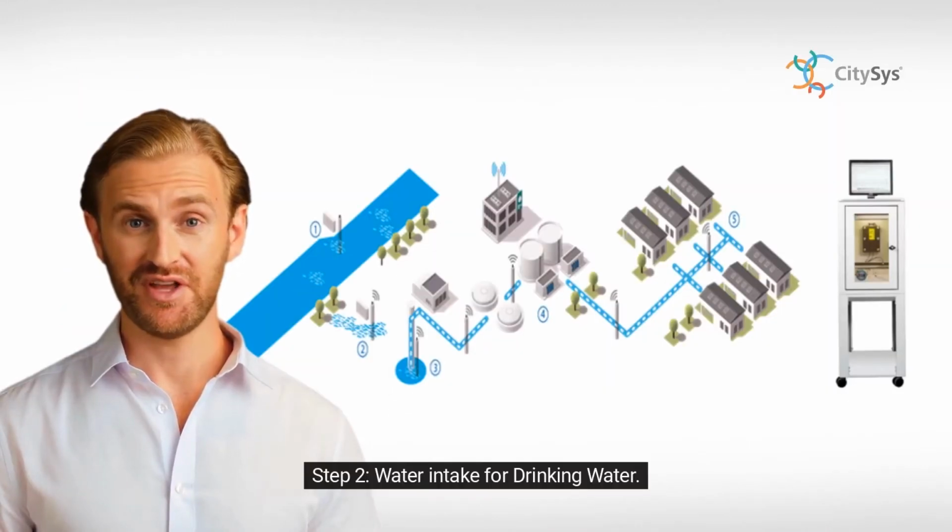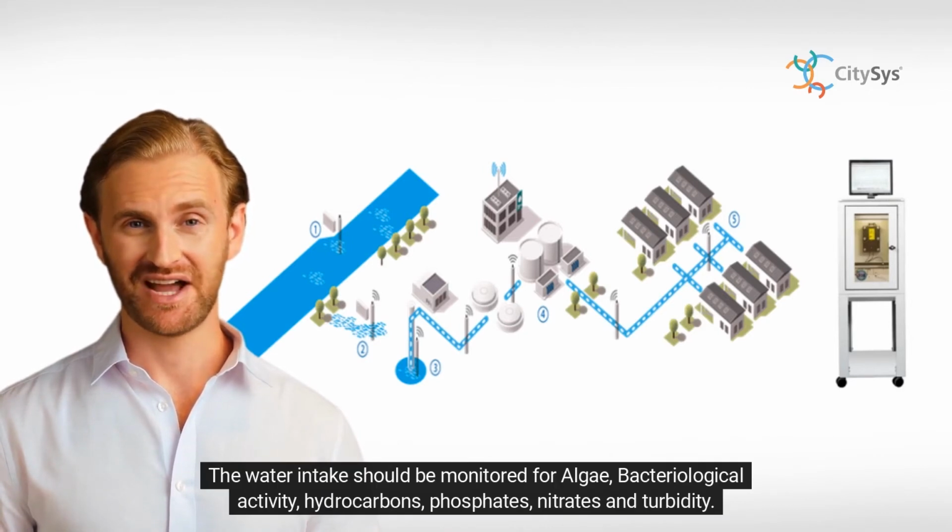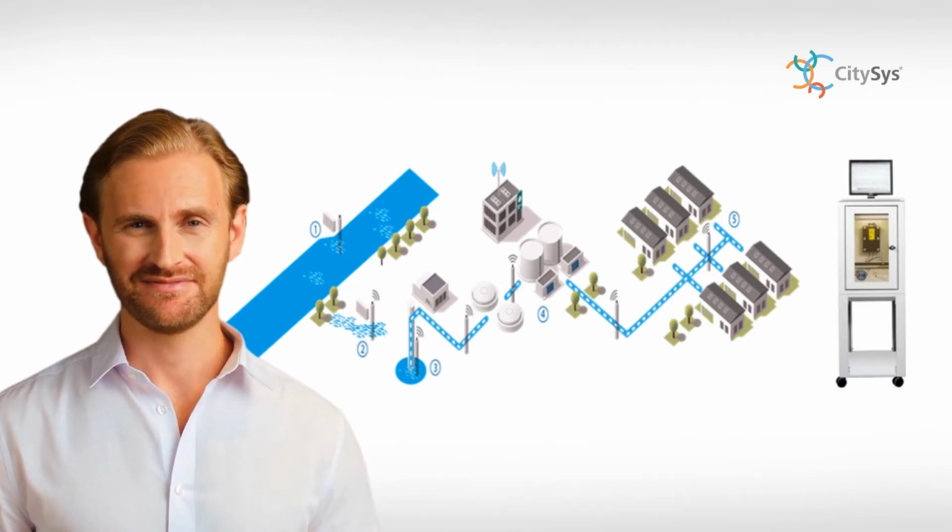Step 2. Water intake for drinking water. The water intake should be monitored for algae, bacteriological activity, hydrocarbons, phosphates, nitrates, and turbidity.